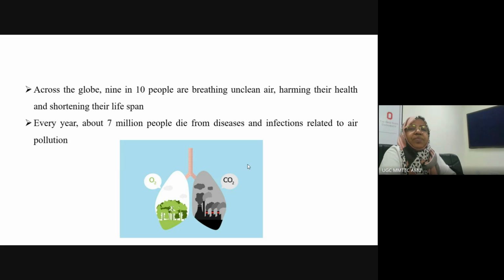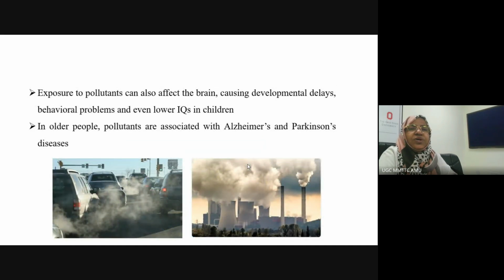Across the globe, 9 in 10 people are breathing unclean air, harming their health and shortening their lives. Every year, about 7 million people die from diseases and infections related to air pollution. We talked about this. The most common type of pollution is air pollution. Exposure to pollutants can also affect the brain, causing developmental delays, behavioral problems, and even lower IQs in children. In older people, pollutants are associated with Alzheimer's disease and Parkinson's disease.